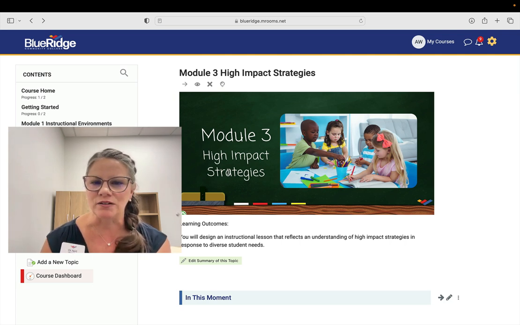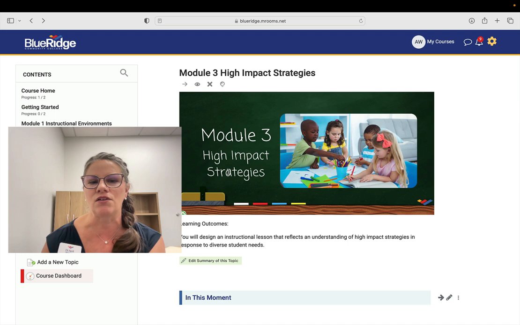Module 3 builds on Module 2. So you've completed a lesson plan for your diverse learners. Now we're going to think about high impact strategies. So what are those strategies that we can have planned and ready to go that really takes that learner to a higher level? Engages them cognitively so that they are thinking critically about their learning.